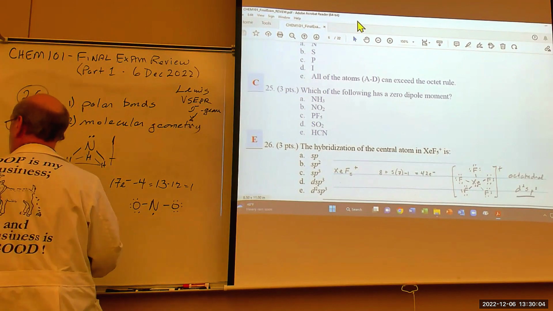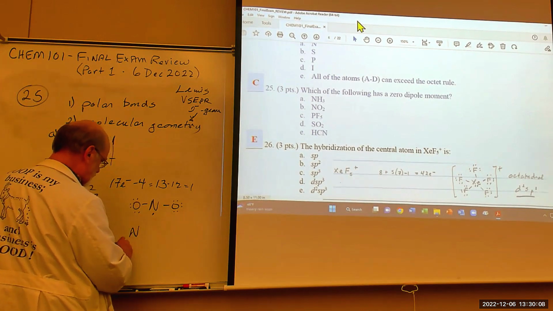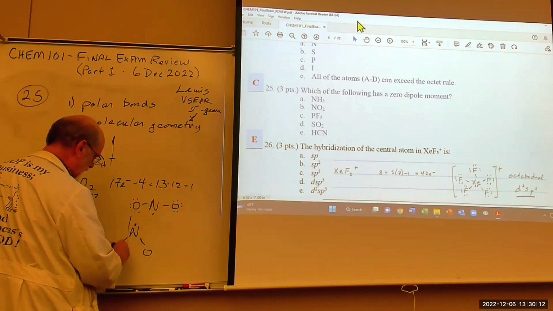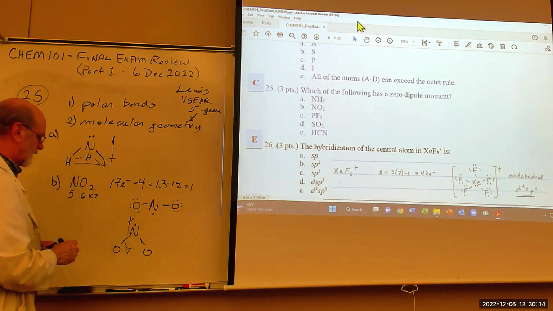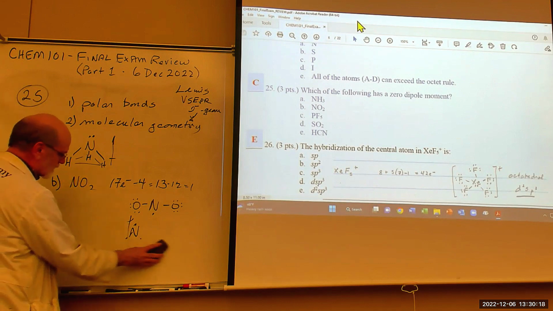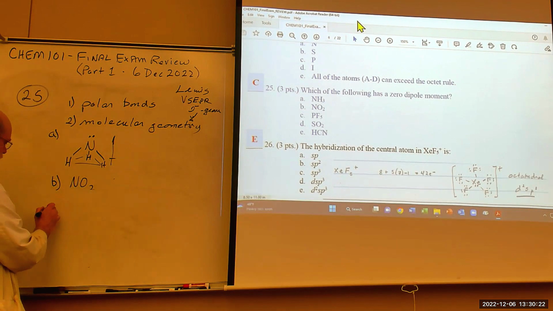Right? And oxygen is more electronegative. So it's going to look like this, and it's going to have a dipole moment like that. So this one has a dipole. A has a dipole, B has a dipole. How about C?